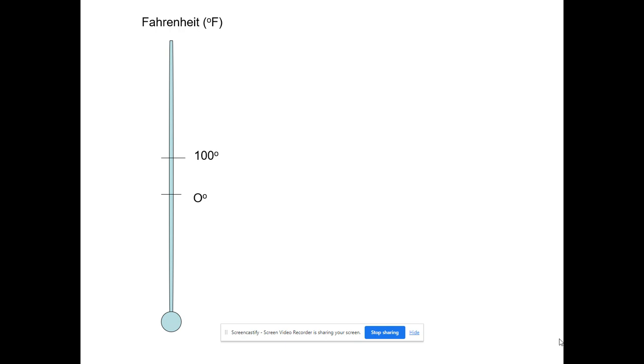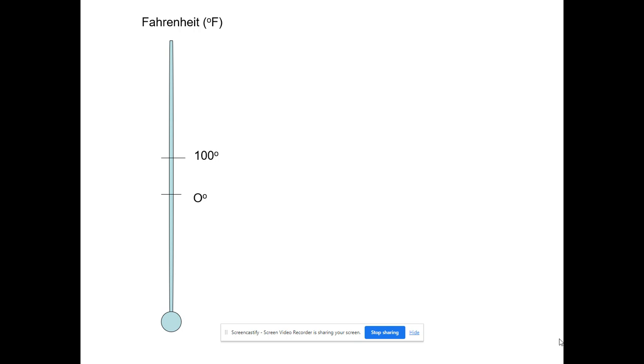The 0 point was a mixture of salt and water. You mixed a certain amount of salt with a certain amount of water, and this was the freezing point of that mixture of salt and water. As we're going to see, it freezes much lower than pure water itself.